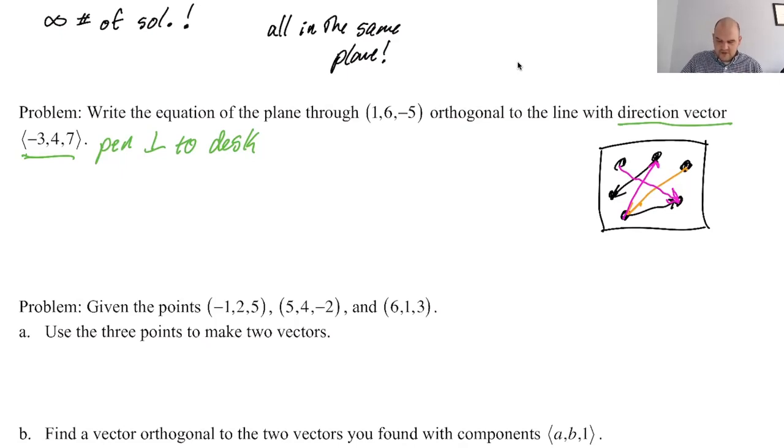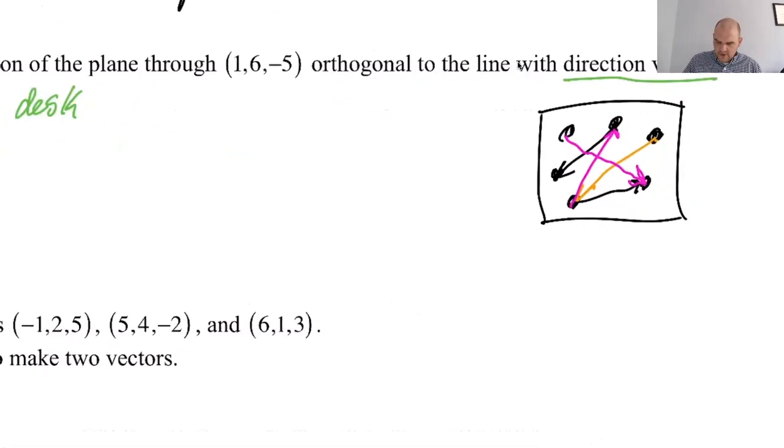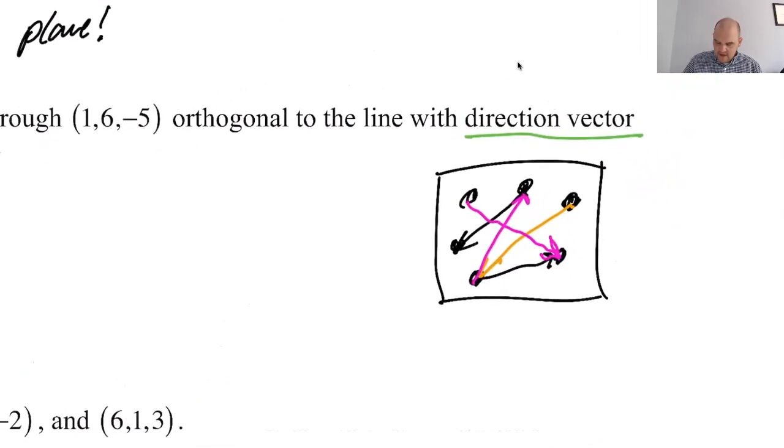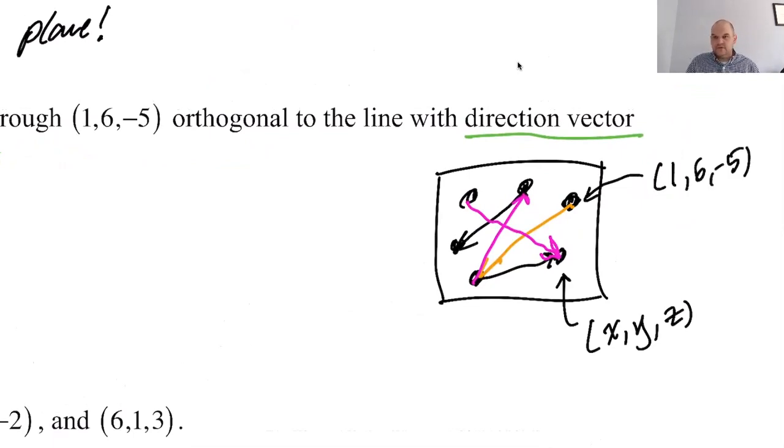So the 2 points that I'm going to use, I'm going to borrow this. Let's say that this point is the point X, Y, Z. It's just some random point in the plane. And then let's say that this point is 1, 6, -5. Okay, so I have 2 points, and I can make a vector between them. I'm going to say it's the vector from 1, 6, -5 to XYZ, so I'm going to do XYZ minus 1, 6, -5.